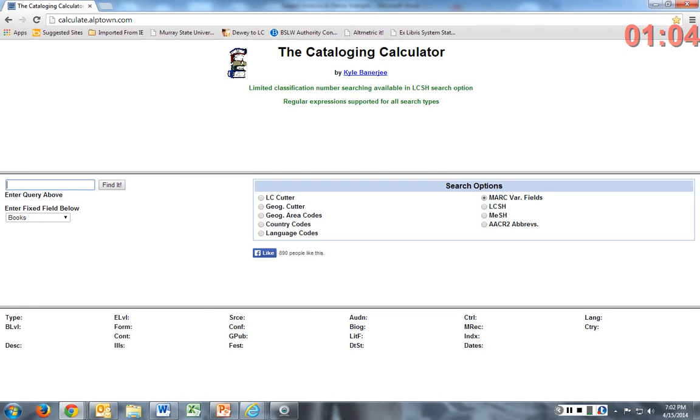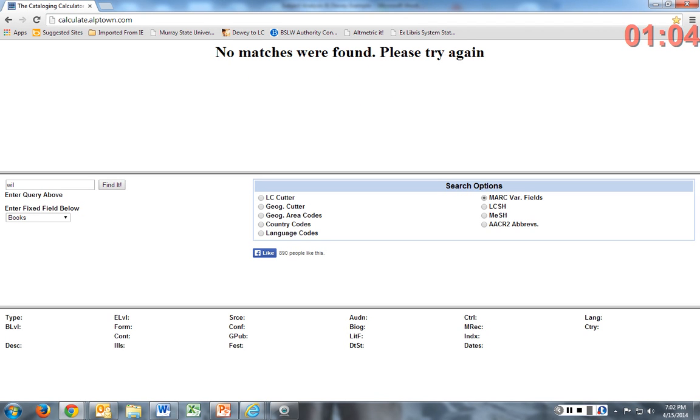Okay, the cataloging calculator. Now, this is kind of challenging, and this one acts kind of funky on my computer. I don't know if it's because I've got this opened in Windows Explorer or what, but if you just start typing, it's going to say no matches found. That's very frustrating. Believe me, I know.